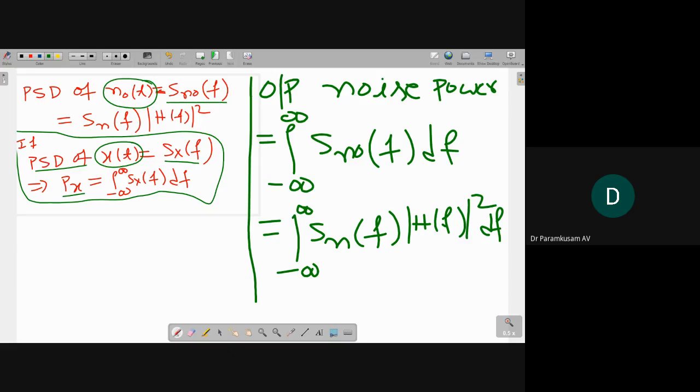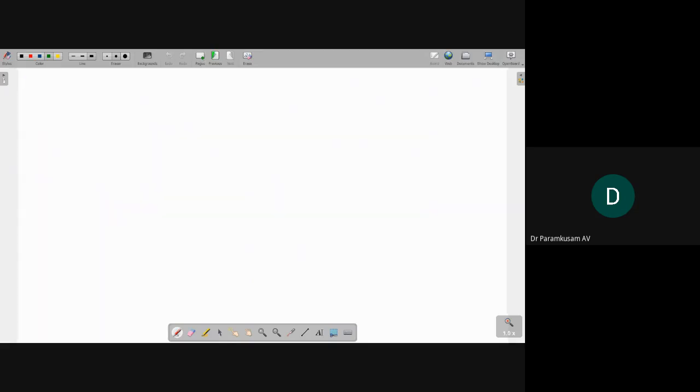Next, note down: how to choose the filter h of t to maximize the signal power and minimize the noise power. That means how should we choose the filter? The signal power should be high and the noise power should be low. Let us look at the signal power.